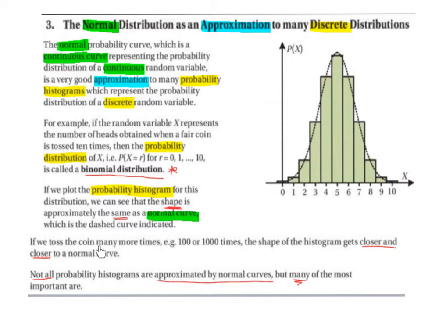If we toss the coin many more times, for example 100 times or 1,000 times, the shape of the histogram gets closer and closer to a normal curve, because the bars would get thinner and thinner the more that we add in. At the moment we have just 10 of them, but if we had 100 or 1,000 they would be much skinnier. And instead of having this jagged shape, we would have what is very close to a smooth curve. Not all probability histograms are approximated by normal curves, but many of the most important are.